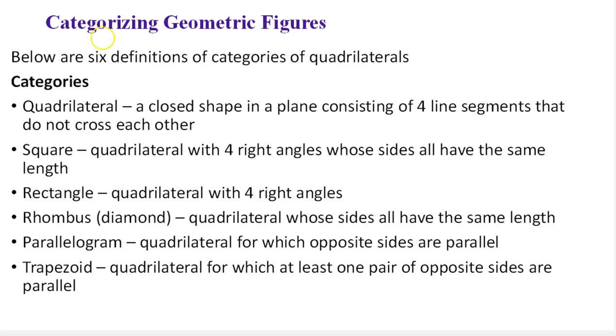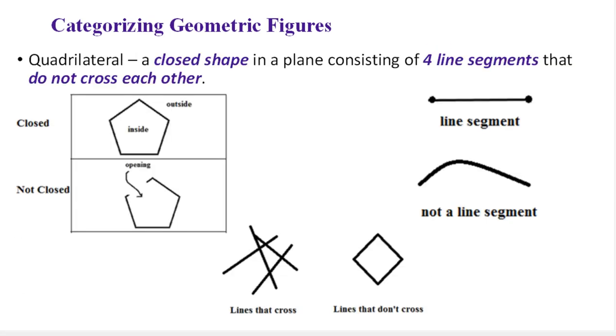In this video, we're going to look at categorizing geometric figures. Below are 6 definitions of categories of quadrilaterals. So we're going to look at these 6 definitions, and then we're going to see what categories each of the figures we're given fall into and classify them. So first, let's look at what a quadrilateral is.